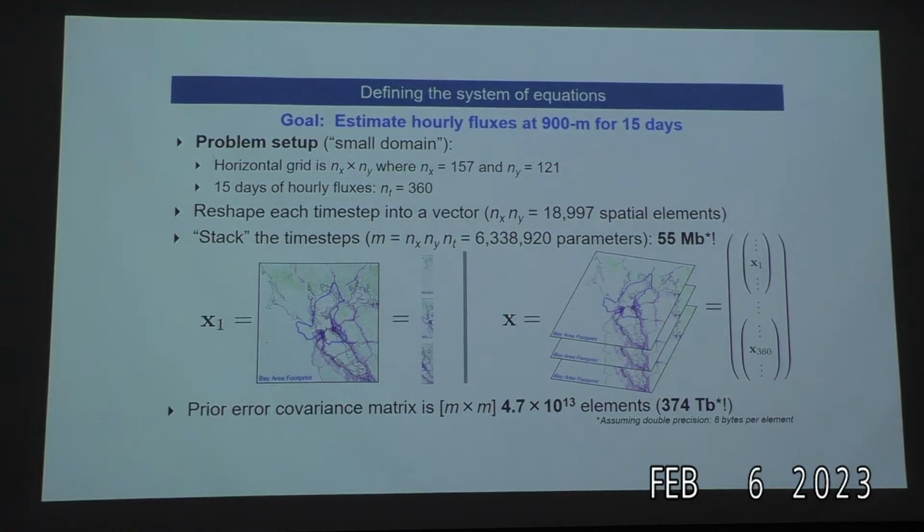One of the many tricky parts of this is that this covariance matrix gets to be unreasonably large. And so to make it possible to solve the problem, we divided that into a spatial part and a temporal part. If we didn't do that, it would be 374 terabytes. That's hopeless.